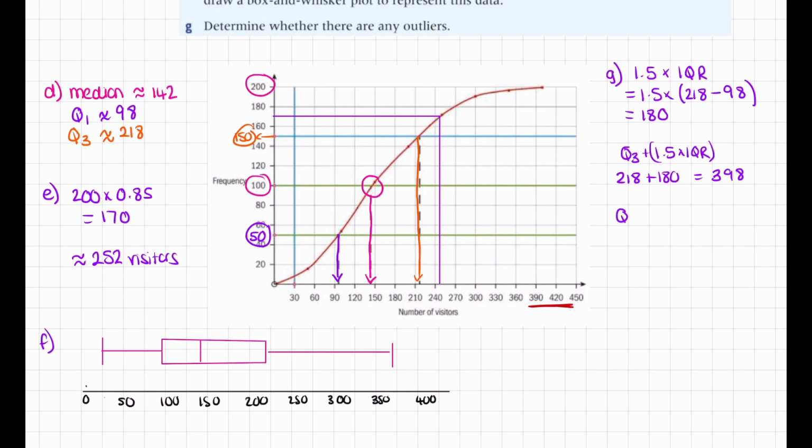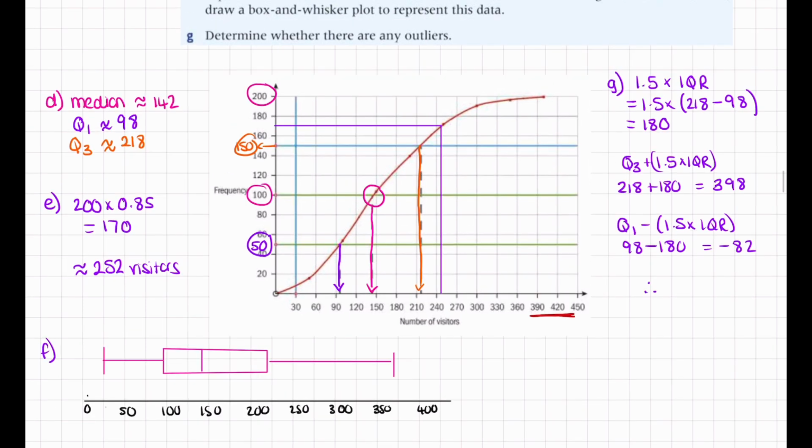Then for the low one, we do quartile 1 minus 1.5 times the IQR, which is 98 minus 180, which is negative 82. And any number lower than that would be classed as an outlier. We don't have anything in that situation because we're told our maximum is 370, therefore we have no outliers. And that is presentation of data.